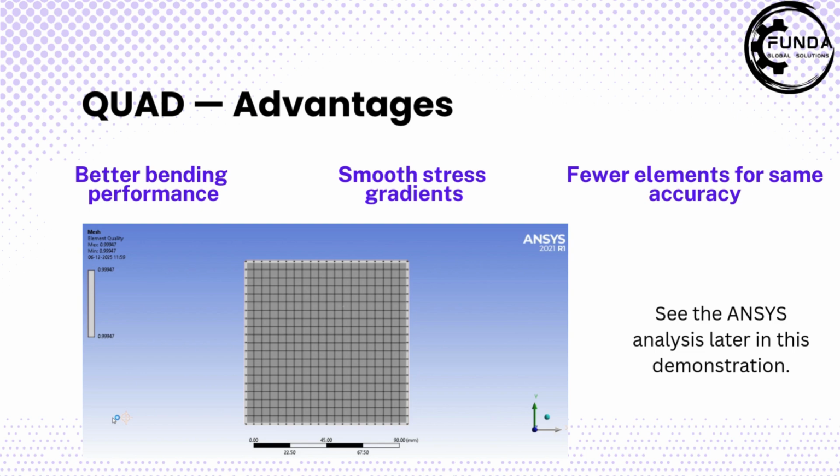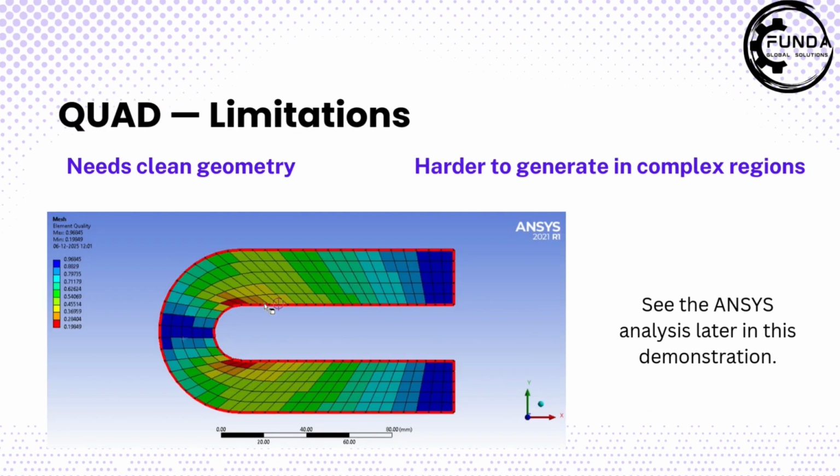Quads are best for beams, plates, and shell-like parts, components with long, straight edges, regions with stress gradients, thin or slender parts. Quads give cleaner stress contours and converge faster, but they depend heavily on the geometry being clean and well partitioned. If the shape is irregular, the mesher may struggle to create a pure quad mesh. So in complex geometries, you often need to split the model into smaller logical regions before applying quad meshing.